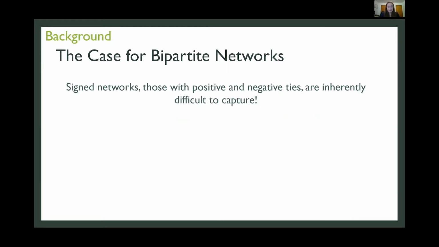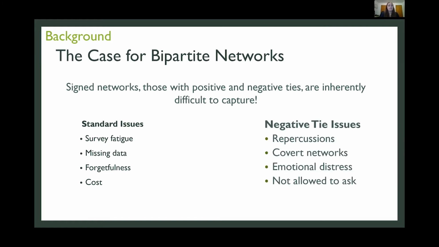So signed networks, which are those with both positive and negative ties, are inherently difficult to capture because we have standard network issues anyway, where if we have a large group of people and you want to collect data on them, you might have survey fatigue, people might forget a couple names to mention, it could be very costly. And then if you want to ask about negative relationships, there could be repercussions. Someone could be lying. It might cause emotional distress, or you might just simply not be allowed to ask.